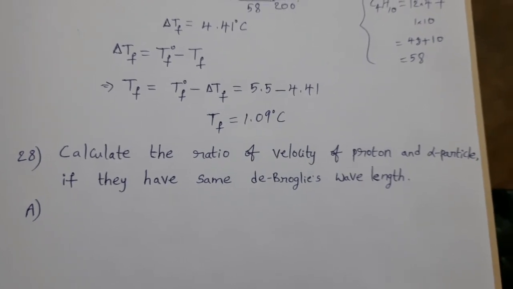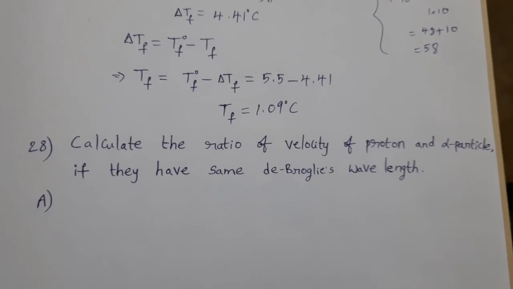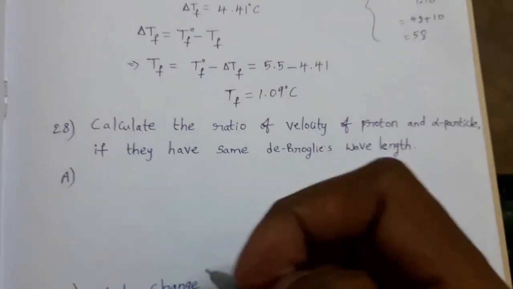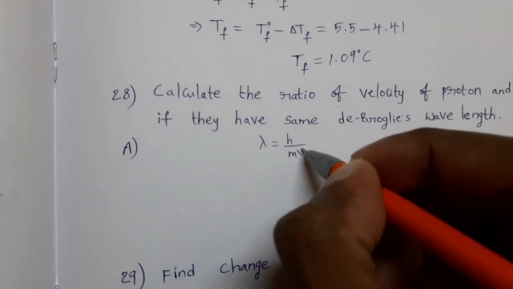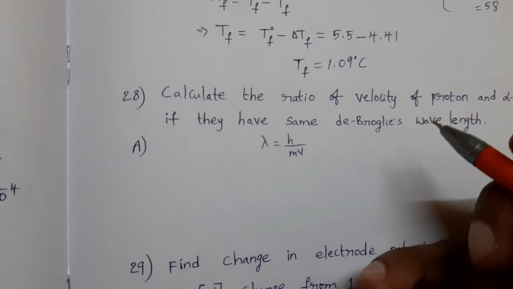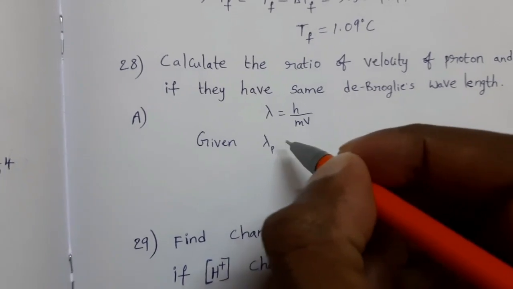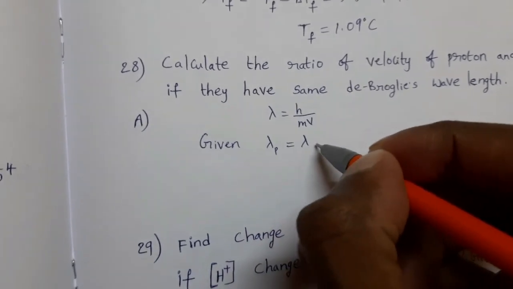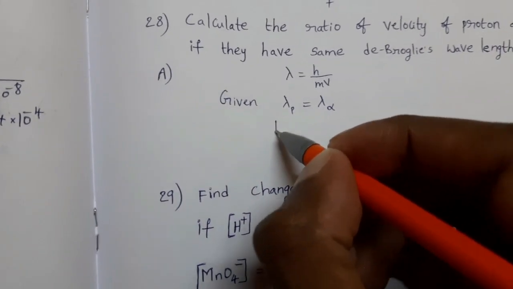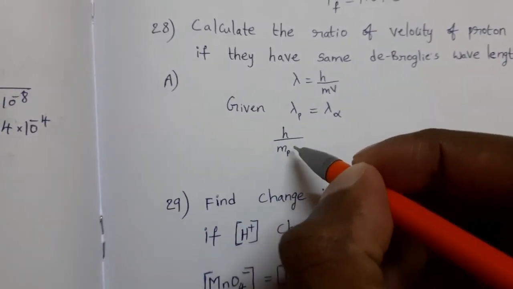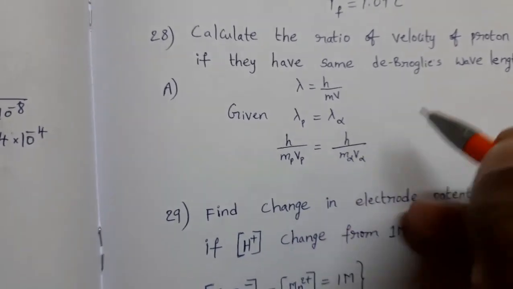Velocity ratio for proton and alpha particle we have to calculate. Condition is having same de Broglie wavelength. What is de Broglie wavelength formula? Lambda equal to h by mv. Here given condition is de Broglie wavelength of proton is equal to de Broglie wavelength of alpha. Then we have h by mp vp, h by m alpha v alpha.